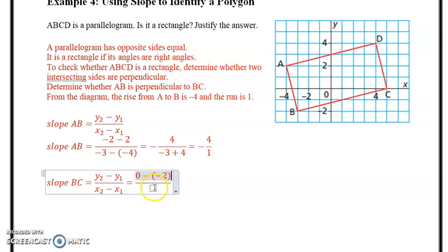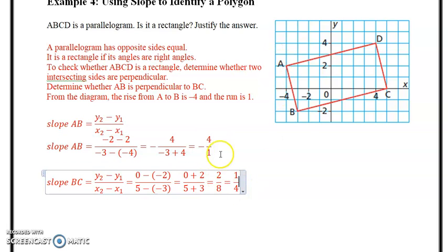And then we have the x value of C, which is 5, and the x value of B is -3, so minus a -3. Again, this is good practice. A lot of people will just take a look and see that we're going up 1, right 4, up 1, right 4, and indeed it is, but like I said, it's good practice. So this would be 0 plus 2 over 5 plus 3, which is equal to 2/8, which simplifies to 1/4.